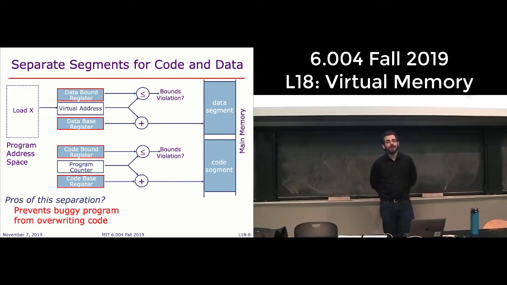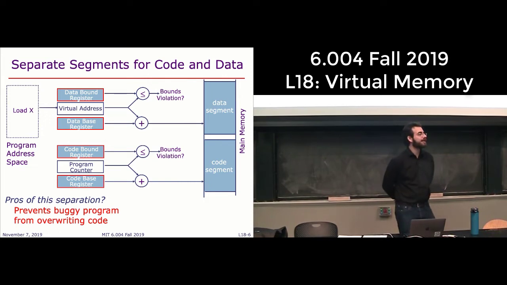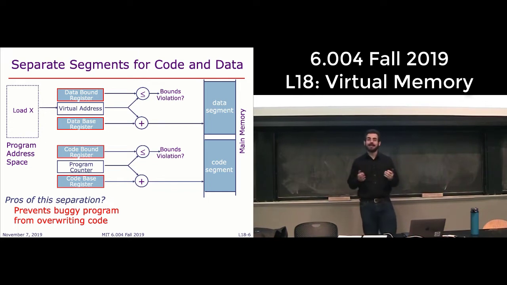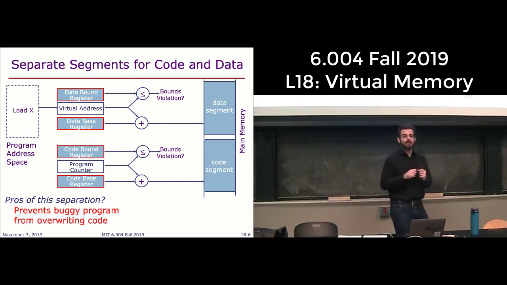So, we're talking about isolation among processes, and with the previous technique, if you have a single segment, you can isolate different processes from each other. But if you have these two segments, you can actually isolate a process from itself, which is good because it will reduce the damage of bugs, right?